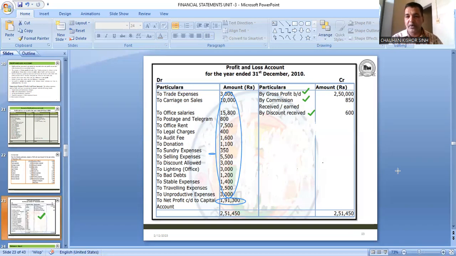This treatment is different, as I told you, in case of a joint stock company. Similarly, in case of a joint stock company, the treatment for income tax is different. Slowly, slowly you will learn, and whenever that topic comes, I will remind you how we were dealing with the sole proprietor, how we are dealing with the partnership, and how we have to deal with the joint stock company.